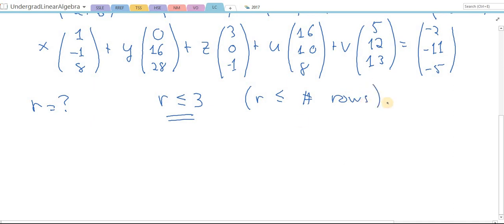Now there could be fewer. These could turn out to be linearly dependent. I mean, it could turn out that the RREF has a 0 row. I don't know that yet, but at least I know that r is less than or equal to 3. Right? So that tells me that I have to have free variables. So if the equations are consistent, then free variables will exist.